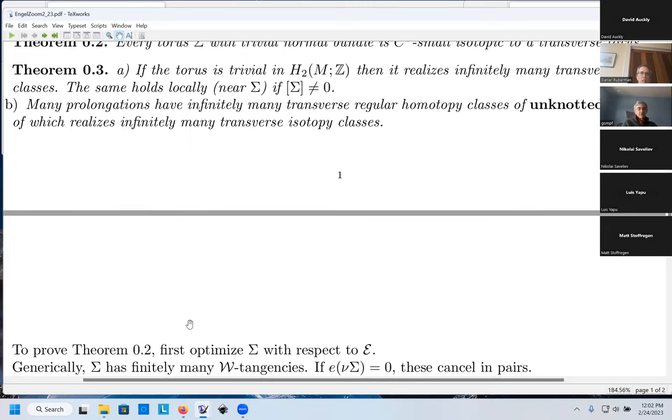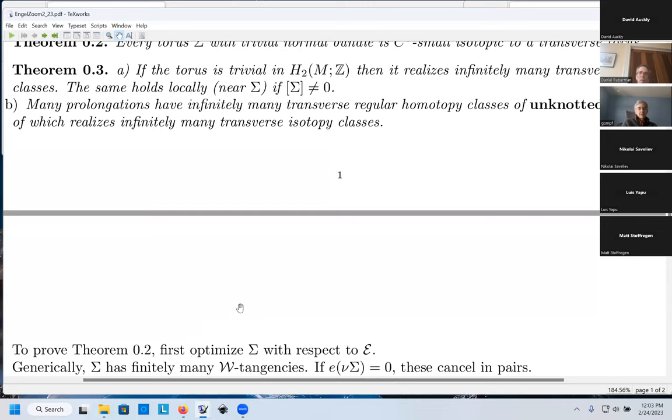we can assume the surface is generic, and then it turns out it has finitely many W tangencies, and we can cancel these in pairs if and only if the normal Euler class is zero. So that is, really, if you look at it closely, somehow it's equivalent to taking a section of the normal bundle and getting rid of all its zeros.